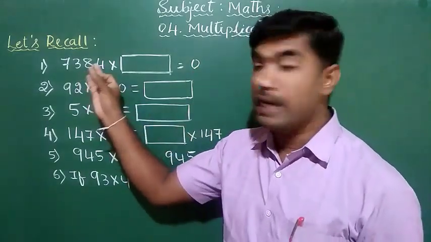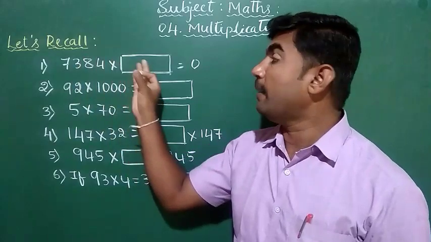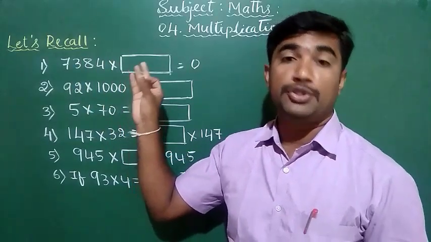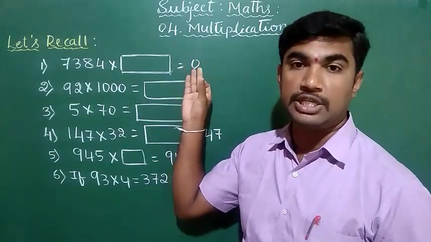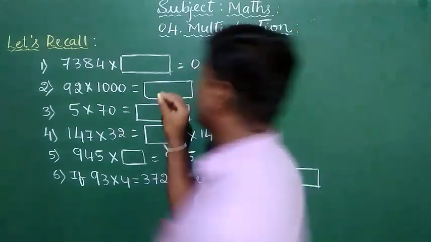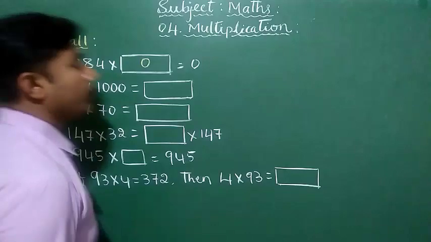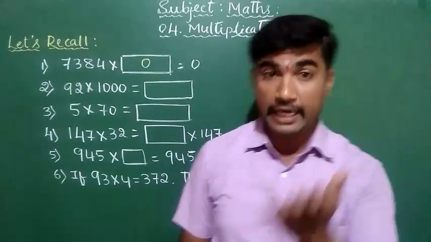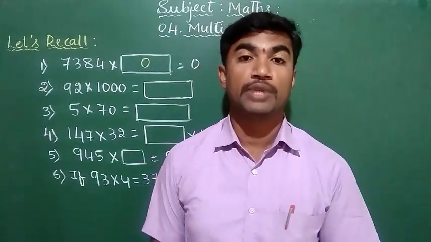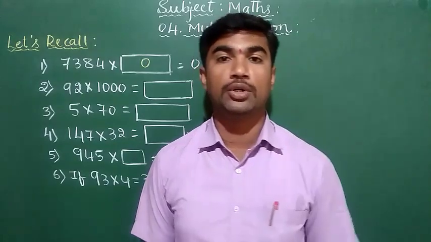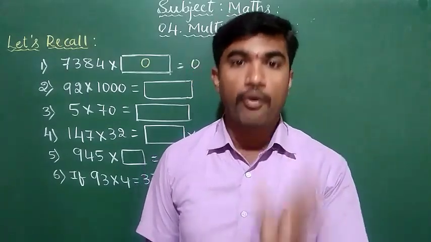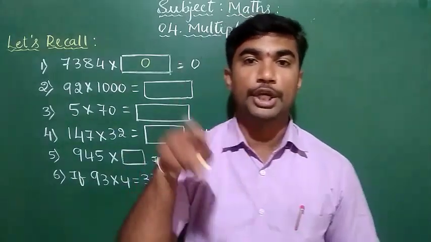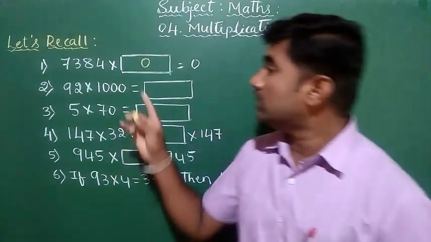We know one number, but we need to find the multiplier. When we multiply any number with 0, we get the product as 0. So write down here 0. Example, 10 into 0 equal to 0, 20 into 0 equal to 0. Any number multiplied with 0 gives the product 0. So this is the first question.